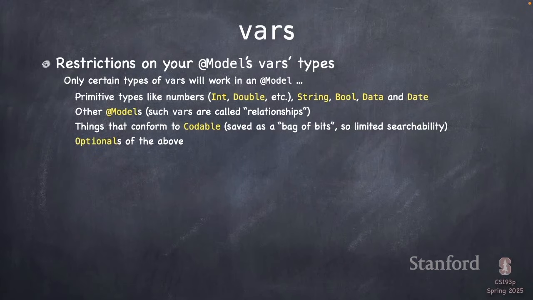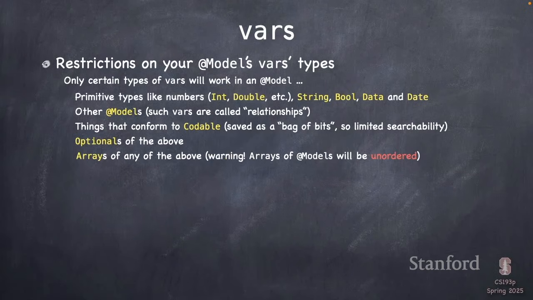And then, of course, you can have optionals of any of these things. Optionals are perfectly allowed. And they can be arrays of any of the above, but with a huge warning that arrays of @Models will be unordered. And you can see why this would be, actually, right? If you have an array of @Models, you're actually kind of joining into another table, right? Those @Models are kept in a different table in the database, so you're kind of doing an implicit query into that other table to get that array of things back.